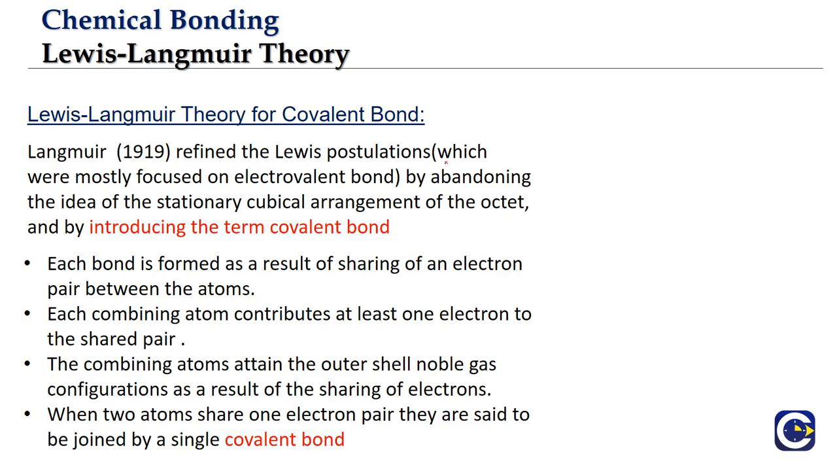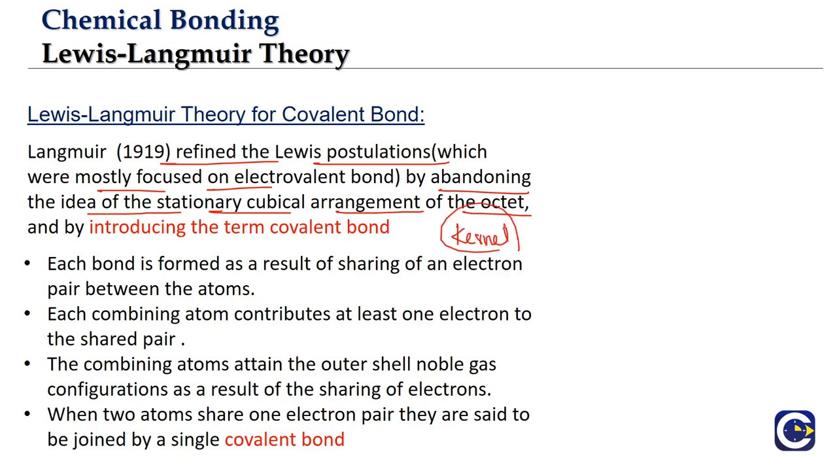Even the idea of kernel that is proposed by Lewis is being discarded. So Langmuir basically refined the Lewis postulations, because the Lewis-Kossel approach was mainly focusing on the electrovalent bond. And Langmuir's modifications have helped in understanding covalent bonding. But he has abandoned the idea of the stationary cubical arrangement of the octet. This is what we call the kernel.